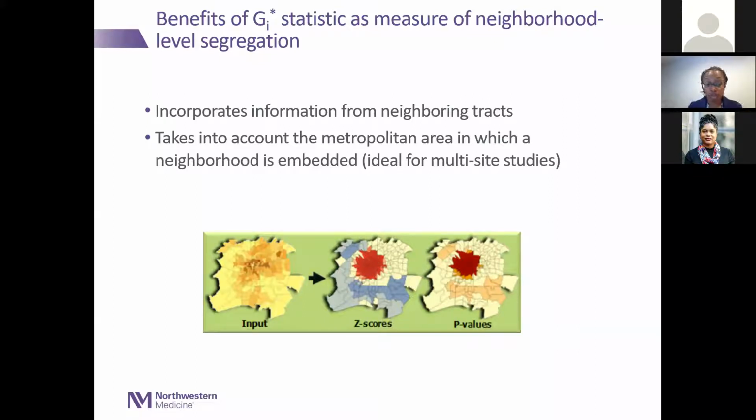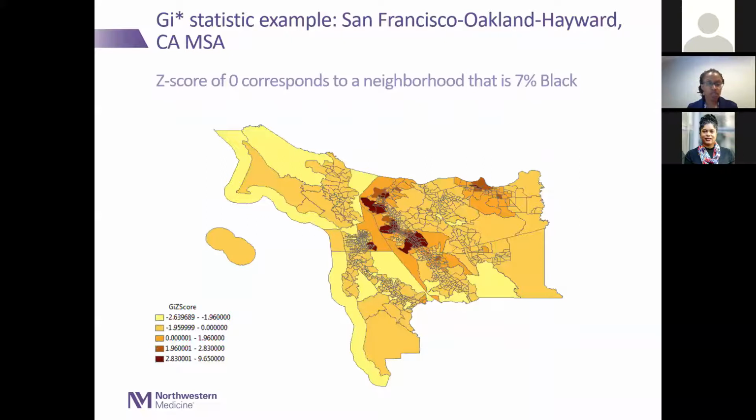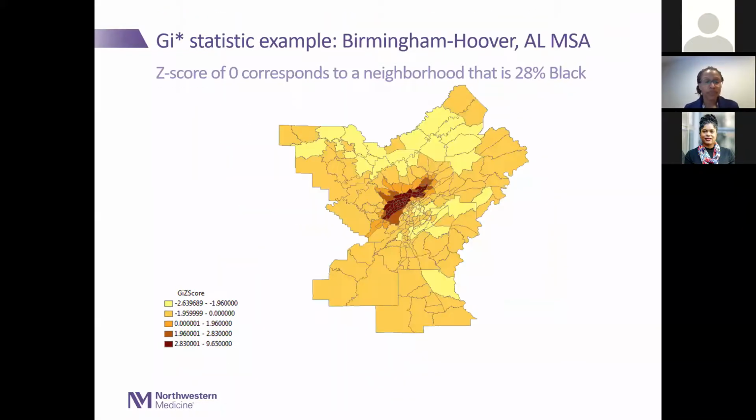A lot of the work that I do is leveraging these multi-site studies, so this is an additional conceptual and practical benefit of the measure. Just to illustrate that with the G statistic, a G-score of 0 in the San Francisco metropolitan area would correspond to a neighborhood that's 7% Black, and a G-score of 0 in the Birmingham metropolitan area would correspond to a neighborhood that's 28% Black.